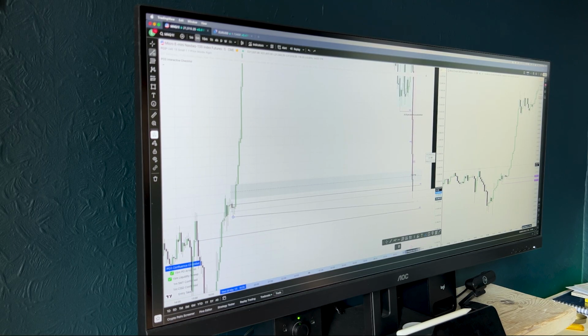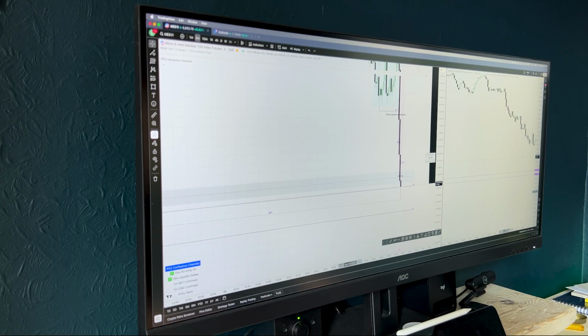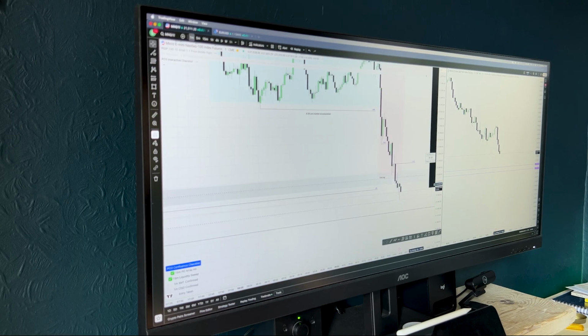So SMT at these lows here. The stronger asset being NQ, because we have taken the lows on NQ, but we're miles away on ES. We're 7 points away on ES. So that for me is a valid SMT onto the 1 minute chart.